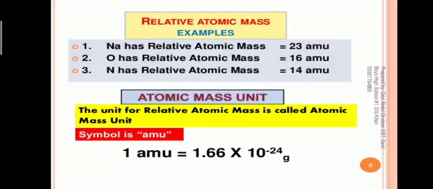Sodium has a relative atomic mass of 23 AMU. It means when the atomic mass of sodium is 23, it is equal to 1 mole. Oxygen has a relative atomic mass of 16. So when the atomic mass of oxygen is 16, it is equal to 1 mole, and 1 mole is equal to 6.02 into 10 raised to power 23, the Avogadro number.